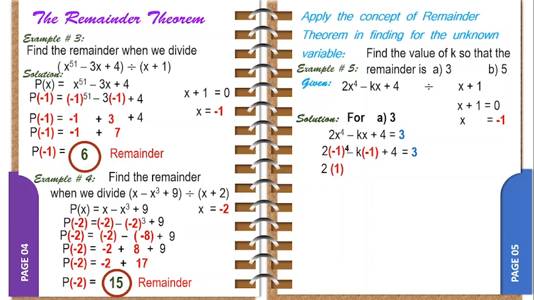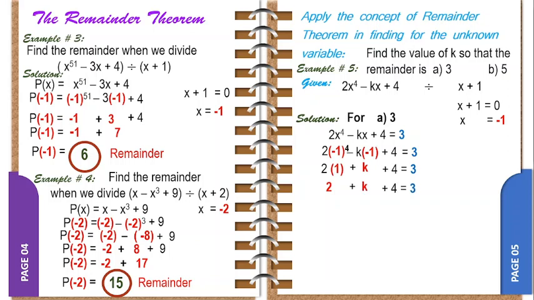In simplifying an exponential form like this, the base is negative 1. Even if the base is negative, the exponent is even, so the resulting value is a positive number. That is why negative 1 raised to 4 is positive 1. Then negative k times negative 1 is positive k. Bring down positive 4 equals positive 3.